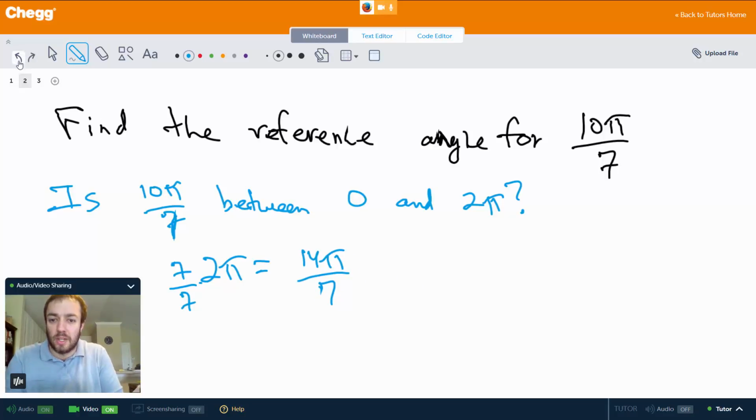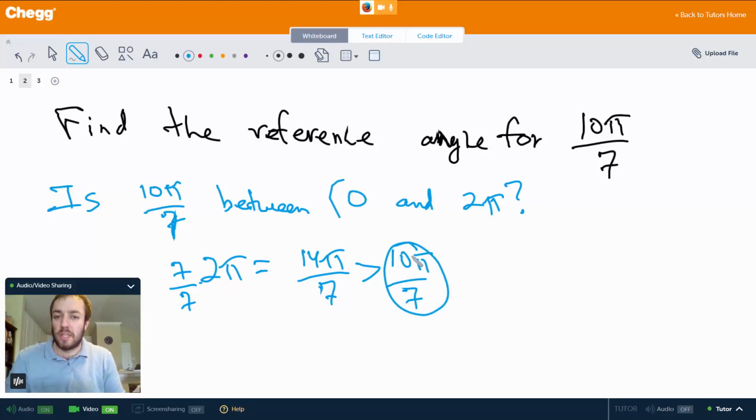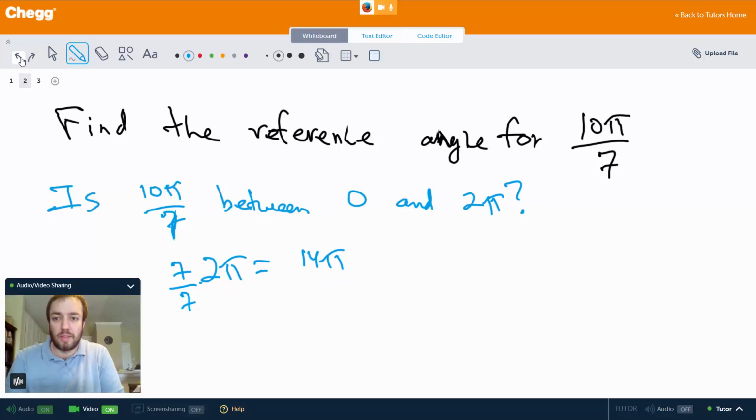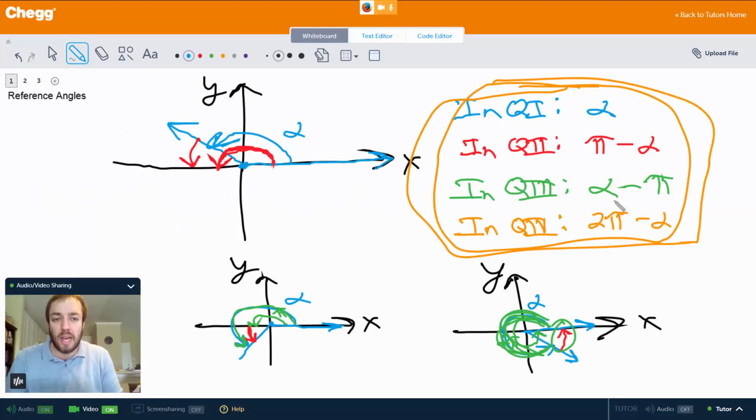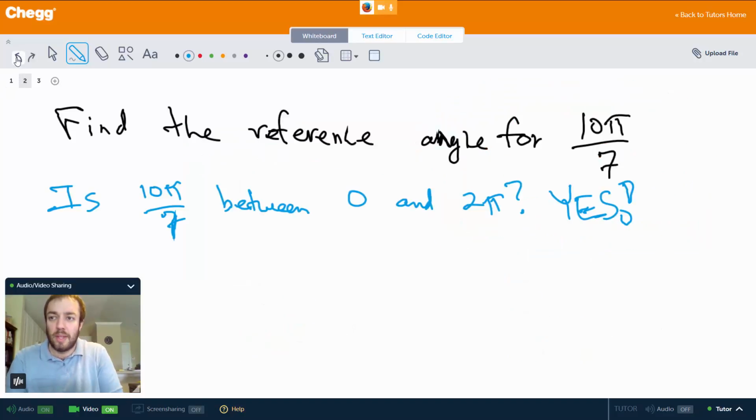And 14 pi over 7 is greater than 10 pi over 7, because of course 14 is greater than 10, so if you multiply by pi and divide by 7, everything stays the same. So this verifies that 10 pi over 7 is greater than 0 and less than 2 pi. So yes, everything's fine. We're okay there. And again, we want to check that because remember, these formulas only apply if alpha is between 0 and 2 pi. Okay, so let's go ahead and figure this out now.